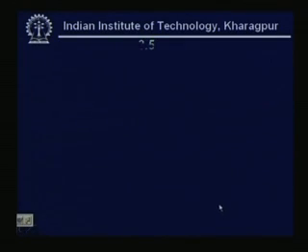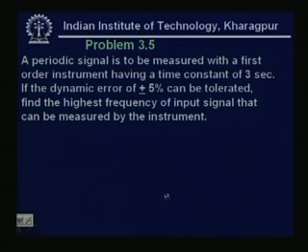Now, let us look at 3.5. A periodic signal is to be measured with a first order instrument having a time constant of 3 seconds. If the dynamic error of plus minus 5% can be tolerated, find the highest frequency of the input signal that can be measured by the instrument. In this case, we have considered this as a first order instrument, and you have to find the value of omega, that means the frequency range for which the instrument can be used, right, the highest frequency.